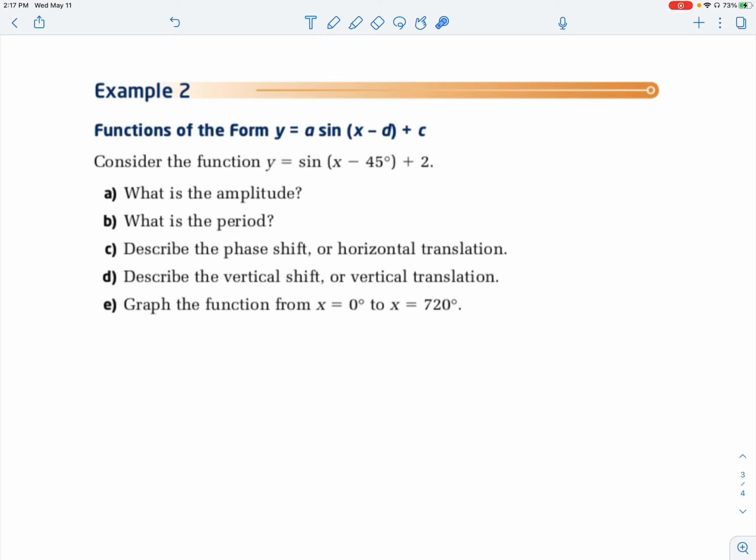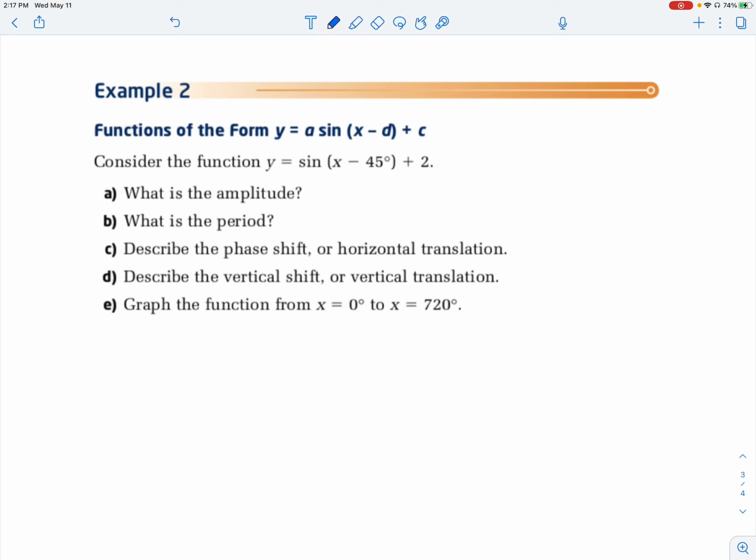So if we look at this equation, we notice that not all the parameters are used. I notice there's just a value for D right here, and we can also see that C is 2. I notice that A and K don't really show up in this equation at all. That doesn't mean they're 0, it just means they actually have a value of 1.